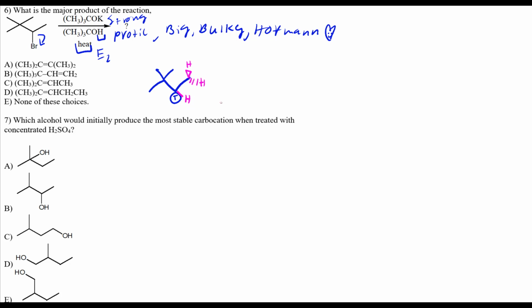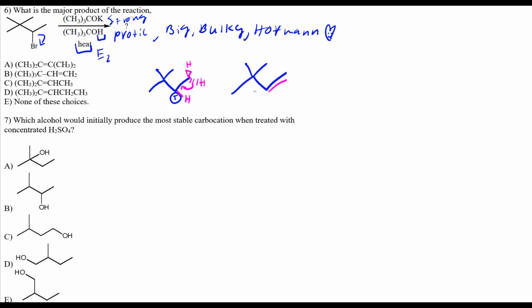So what should we expect? Well, since we're doing a Hofmann reaction, you should expect that either the wedge or the hash hydrogen should come over here and make a double bond. And so you should be having this guy with a double bond right there, okay?